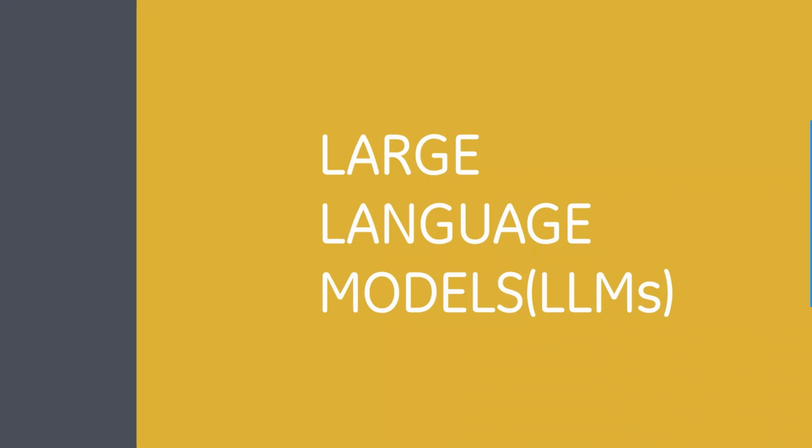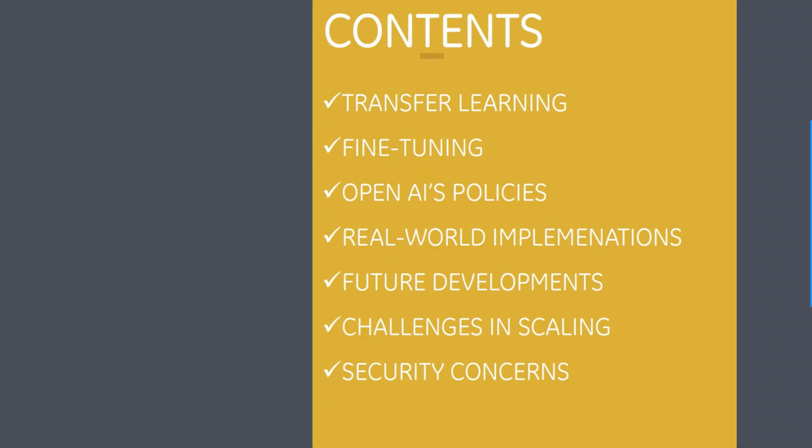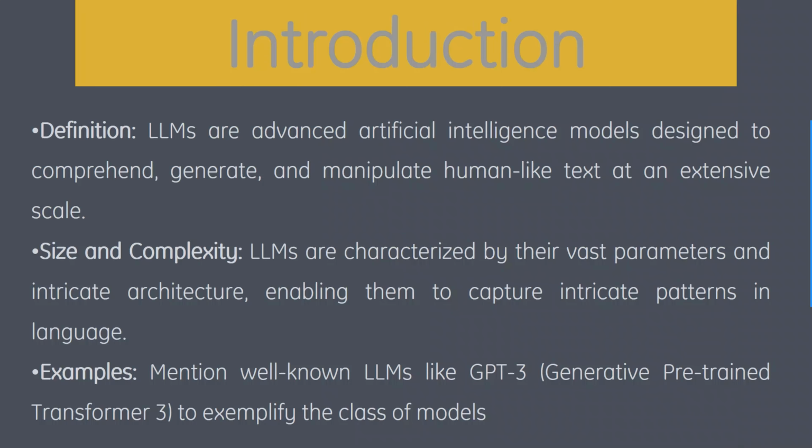Today our topic of discussion will be large language models, that is LLMs. So let's start with the contents. Starting we have introduction, then evolution of the language models, then GPT 3.5 architecture, training process, language generation, conversational AI, limitations of LLMs and ethical considerations. Then we have transfer learning, fine tuning, OpenAI's policies, real world implementation, future developments, challenges in scaling, and security concerns.